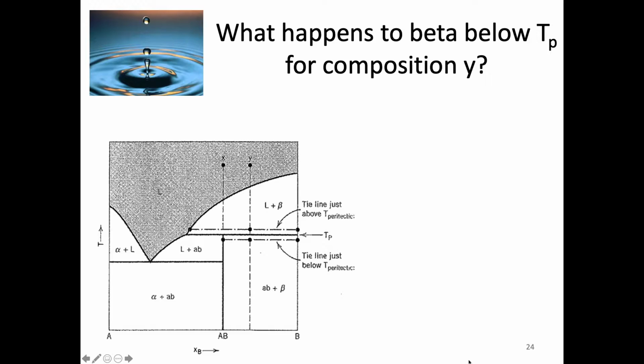So take a second to think about this. We talked about this in a previous lecture, so see if you can remember what happens to beta below the peritectic temperature, and then we'll come back and talk about it.